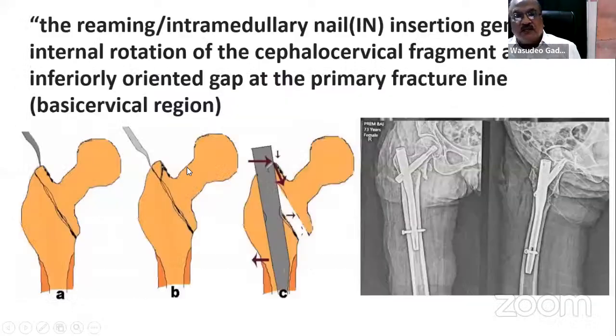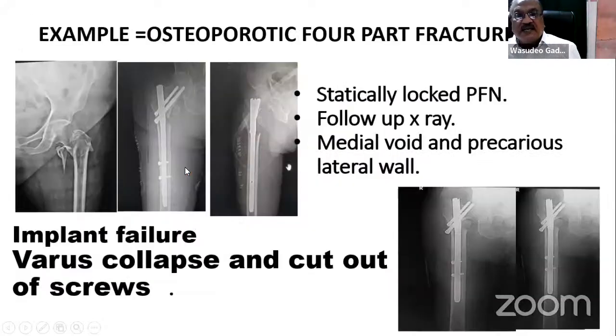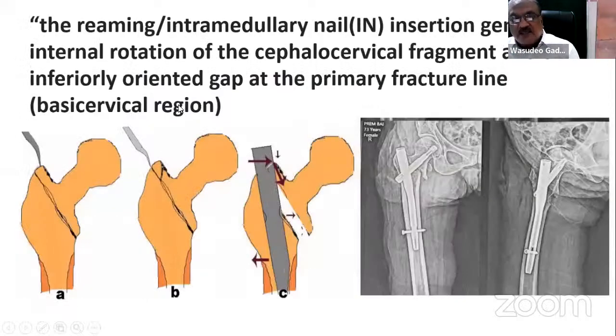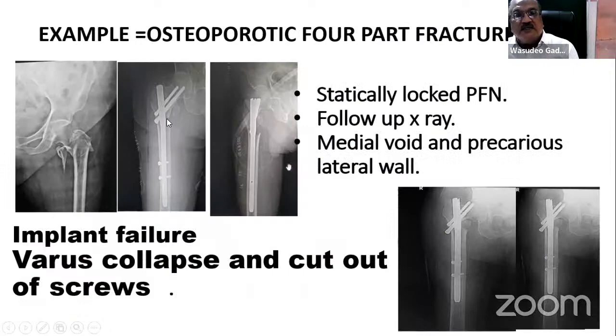It's because of only one factor, that there was a gap, the fracture wanted to collapse, it was statically locked here ultimately, and you can see here, this has happened, it's not a dynamic construct, it behaves like a static construct, and there is a proximal migration of the screw and cut out.